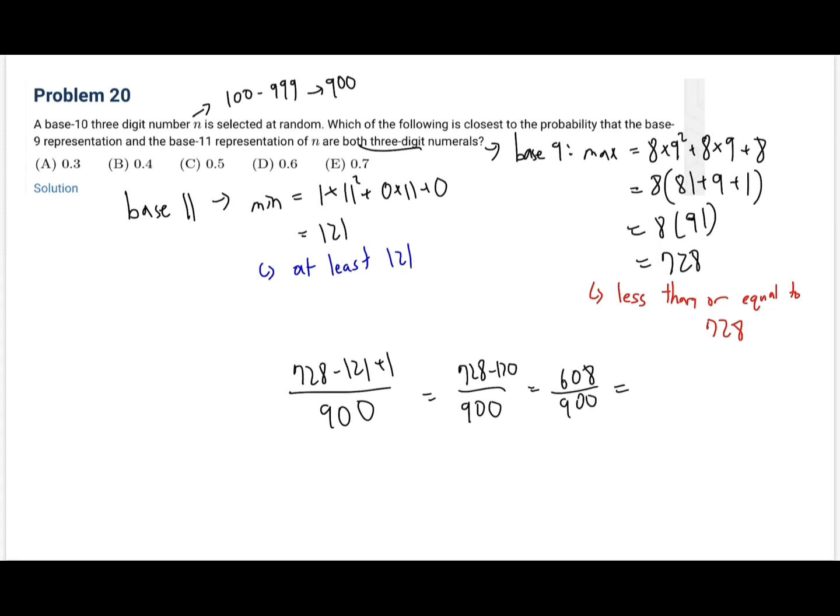Okay, so problem 20, can 608 be divided by 9? No, it can't. So 608 over 900, dividing by 9 gives 67 point something something over 100. So this is about 0.7. So the answer is E.